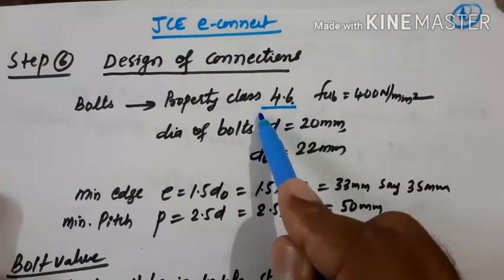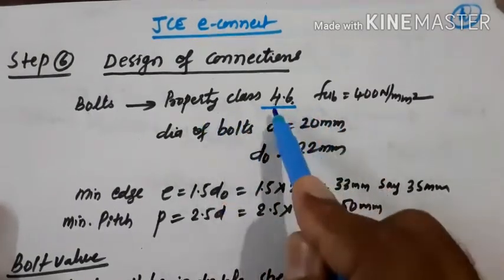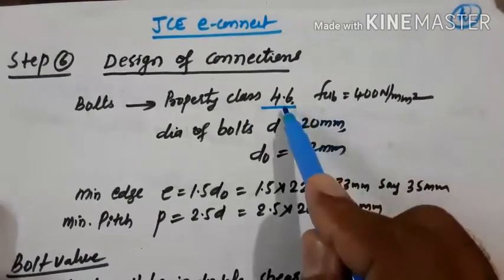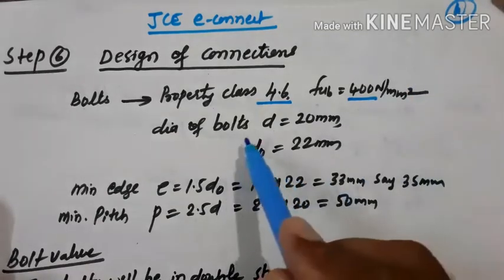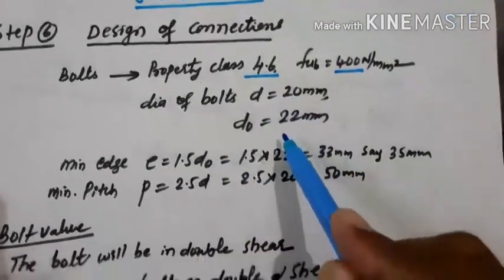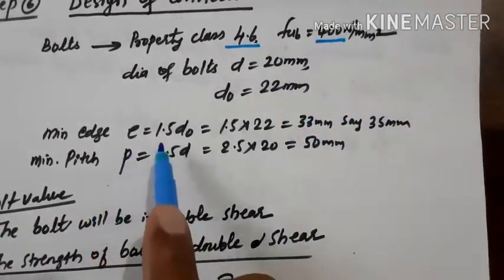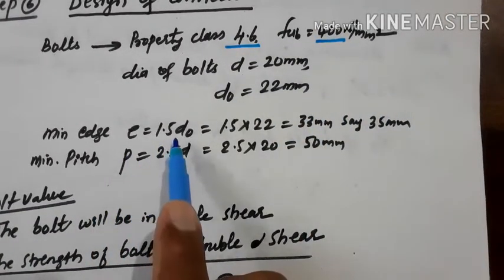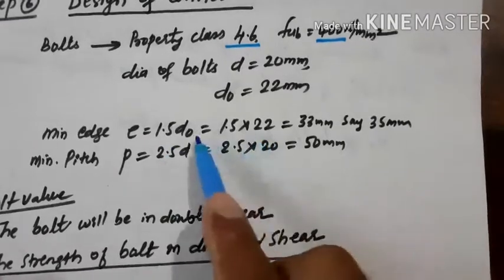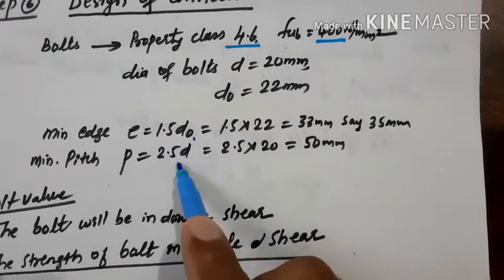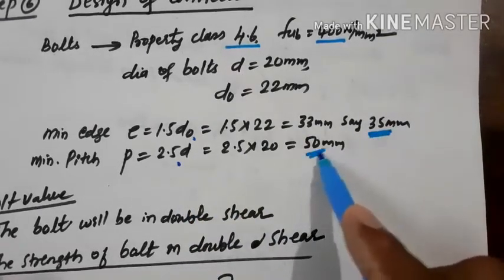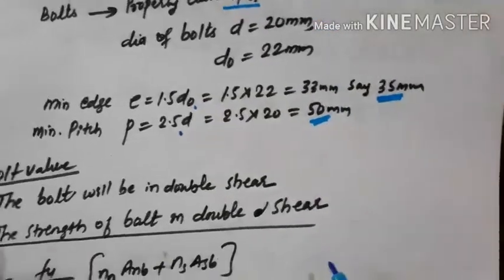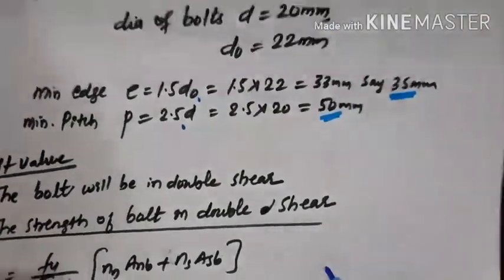Here the ordinary bolts are mentioned, so I'll take the ultimate strength of that bolt as 400, because the 4.6 property class is mentioned. So 400 will be the ultimate stress. Then the diameter of the bolt is 20 mm, so the diameter of the hole becomes 22. Then calculate the minimum edge distance and minimum pitch required as per IS 800:2007. 1.5 times the diameter of the hole will be the minimum edge distance, and 2.5 times the diameter of the bolt will be the minimum pitch. So I get 35 and 50. Provide that much edge distance and minimum pitch.